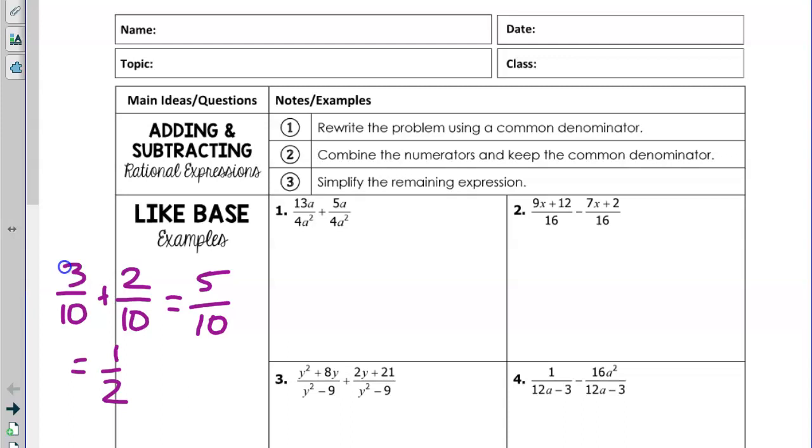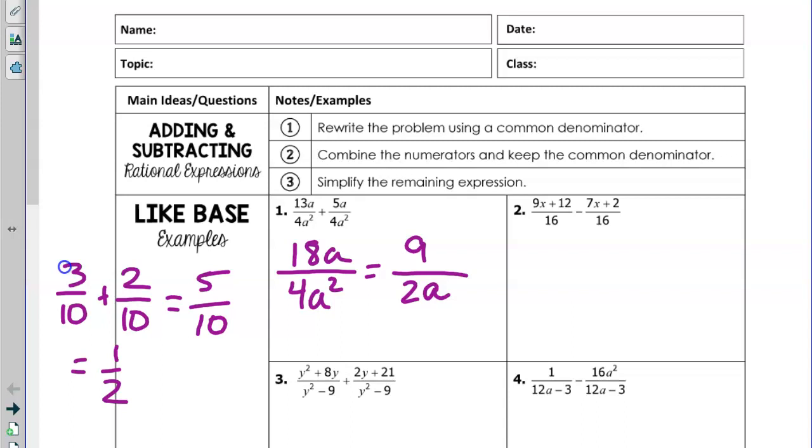If you look at number 1, number 2, 3, and 4, you notice all those denominators are the same. So the only thing we're doing is combining the numerators. Looking at number 1, what is 13a plus 5a? 18a. So we get 18a on top. The denominator stays the same, so 4a squared. And then we simplify. 18 over 4 would simplify to 9 over 2. And then a over a squared would simplify to a on the bottom. So 9 over 2a would be your final answer.